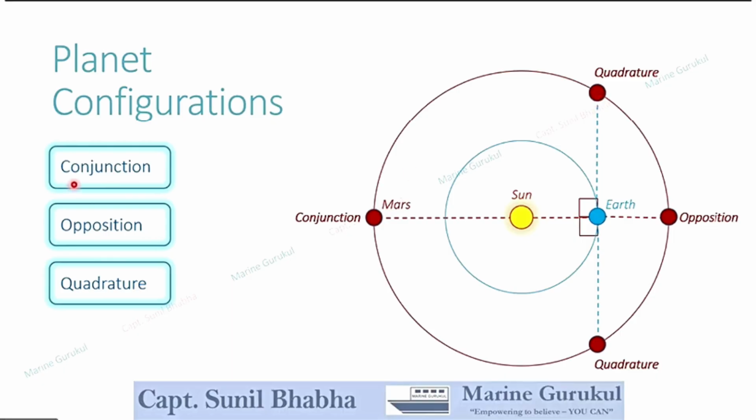So conjunction means the sun and a particular planet are in the same direction or the angle between them is 0. Opposition means that the direction in which the sun and a particular planet are exactly opposite to each other, or the angle between the sun and that particular planet is 180. And quadrature means that the direction in which the sun is 90 degrees away from the direction in which the planet is, or the angle between the sun and the planet is 90 degrees.